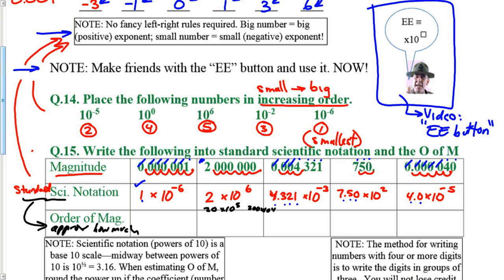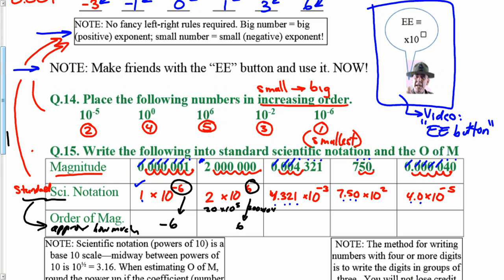Okay, so this one already, we have them all in standard. Now you just look at the power. Power here, negative 6. Good. Order of magnitude, negative 6. Look at the power. 6. Order of magnitude, 6. Now here's the thing.